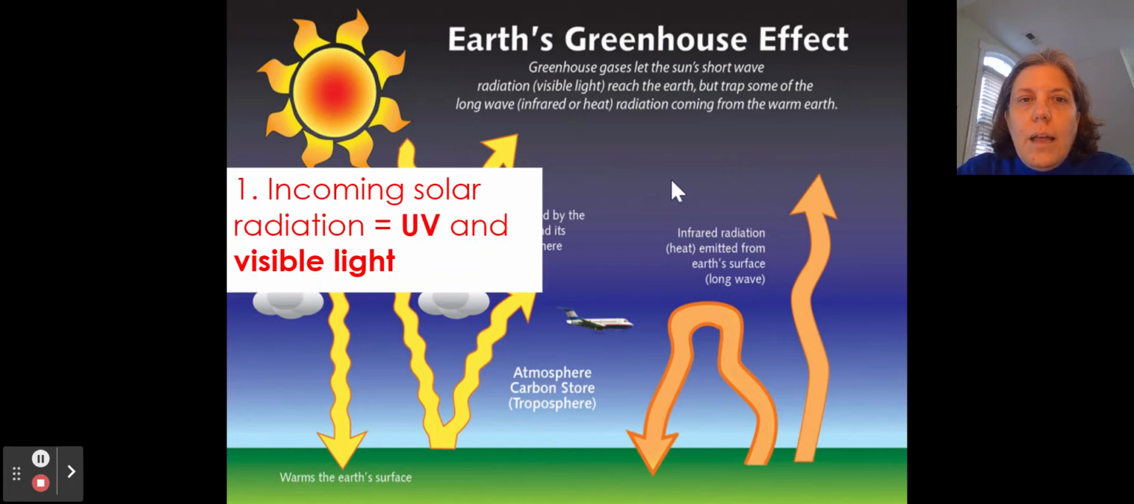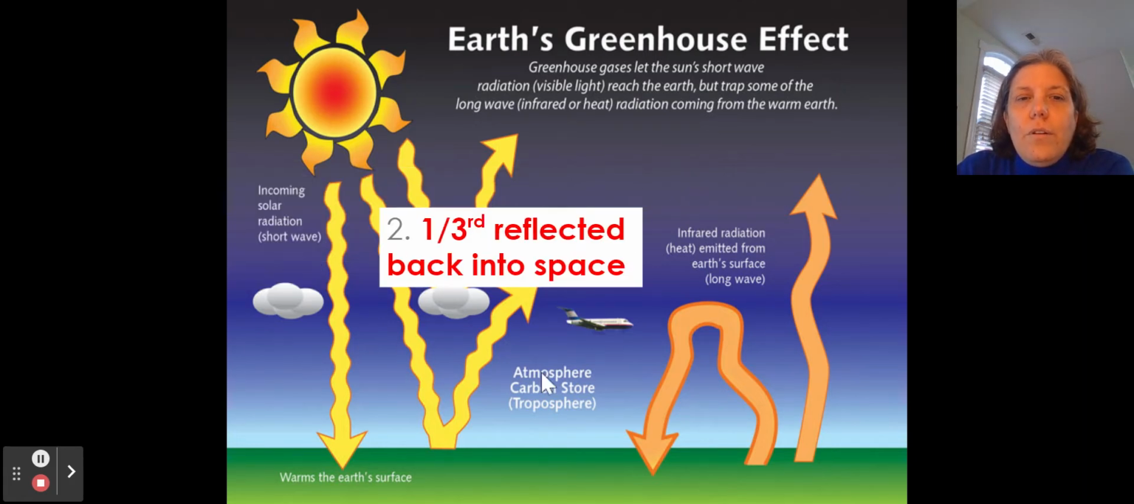Okay, the second thing that happens is that a third of that UV light and visible light is reflected back into space. So here's my incoming solar radiation. Here it is getting reflected back into space. Okay, so what happens next?